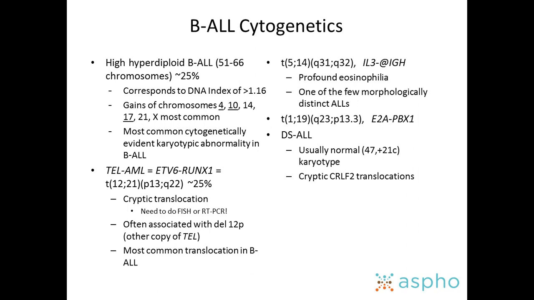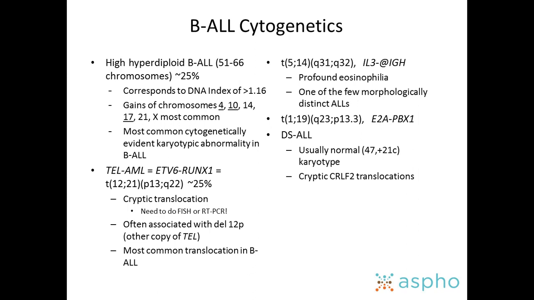Very few ALLs have a distinctive morphology. One that does have a distinctive morphology is the t(5;14), the IL-3 IGH translocation, which presents with profound eosinophilia. Another ALL that's commonly seen in about 5% of the cases involves a chromosome 19 translocation or the E2A-PBX translocation.